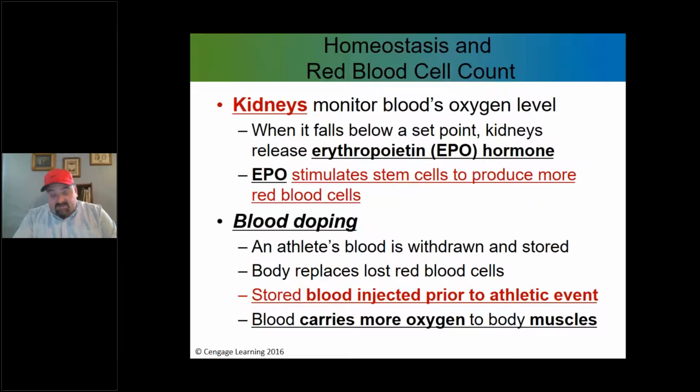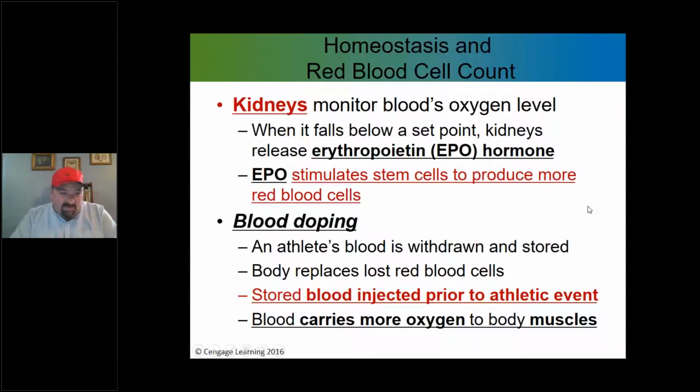Sad thing is that it's very competitive, just like any other sport. You don't just play to play, you play to win, and so it's very tough. Since they can't use certain medications and drugs that can enhance their performance, they'll do things like this: athletes' blood is withdrawn and stored. Then that stored blood is injected prior to an athletic event.